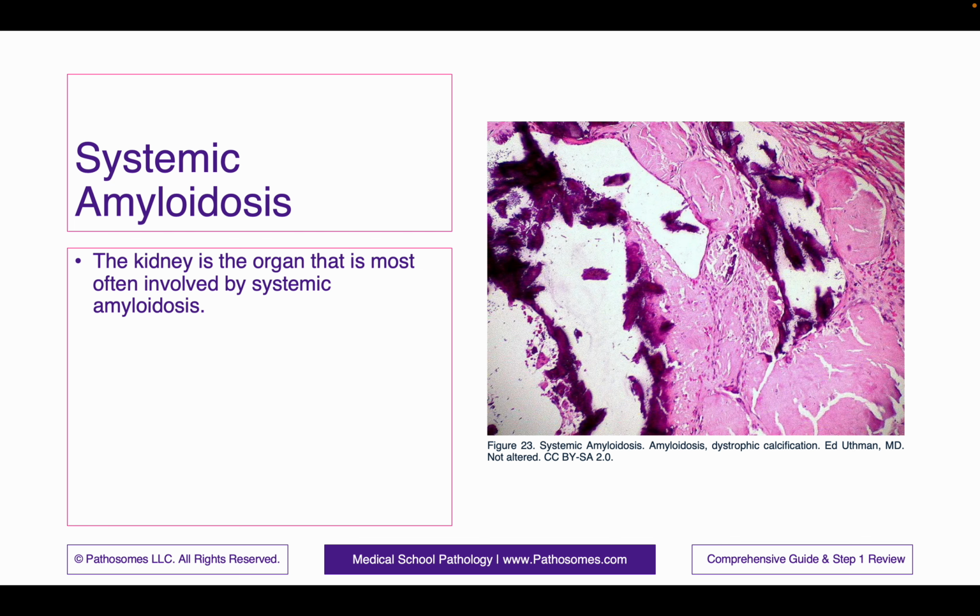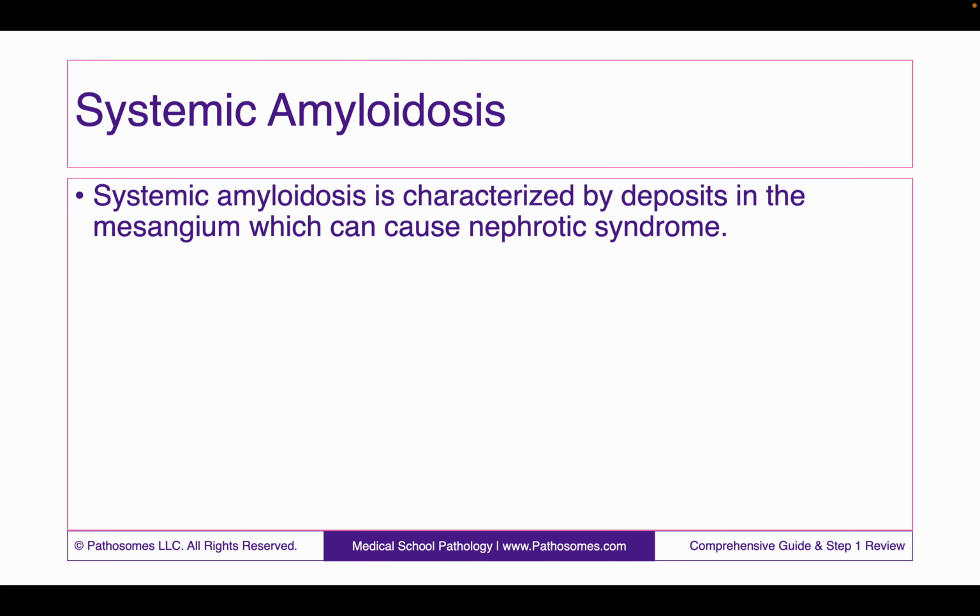Now let's talk about systemic amyloidosis, because it's important. The kidney is actually the organ that is most affected by systemic amyloidosis. Systemic amyloidosis is characterized by deposits in the mesangium, which can cause nephrotic syndrome.